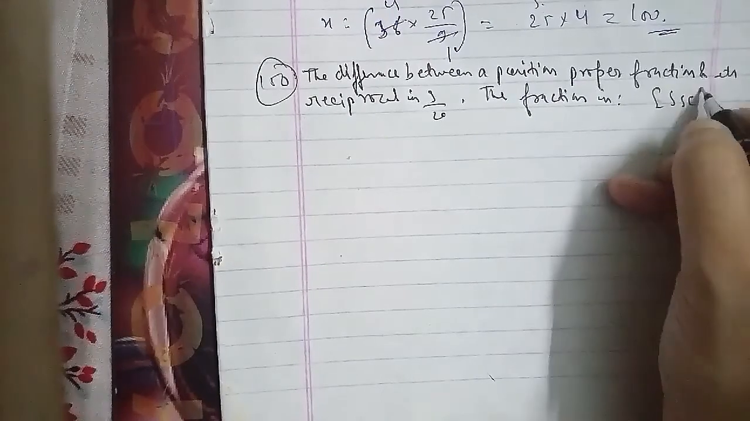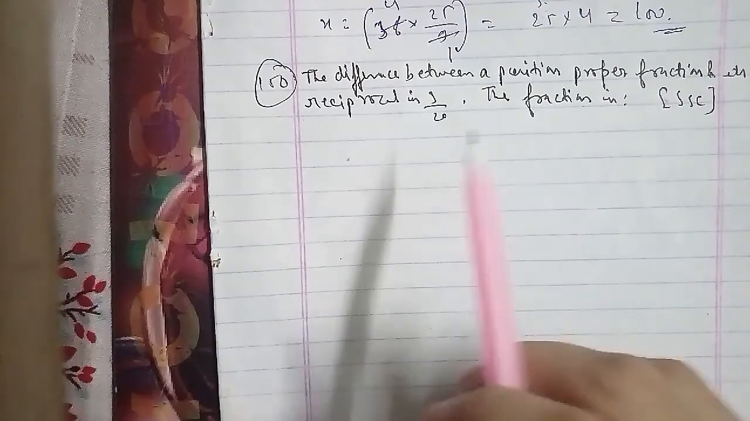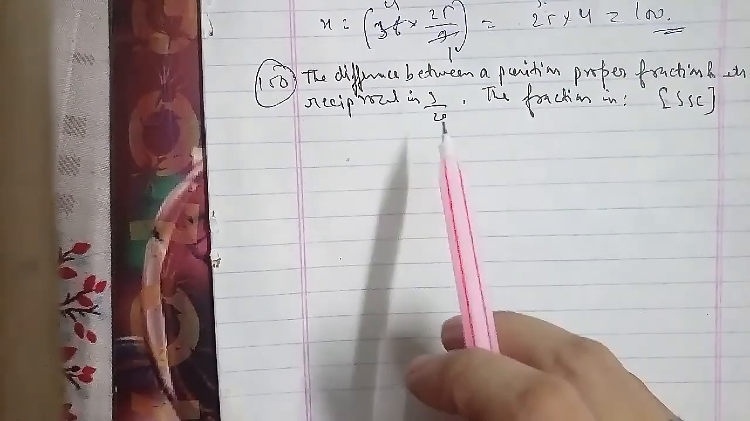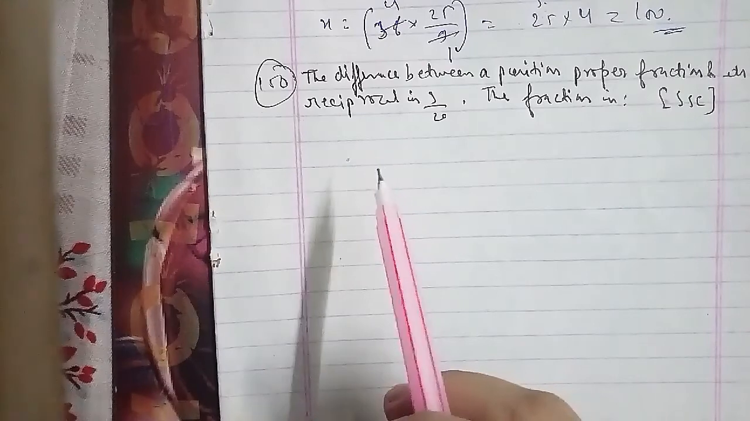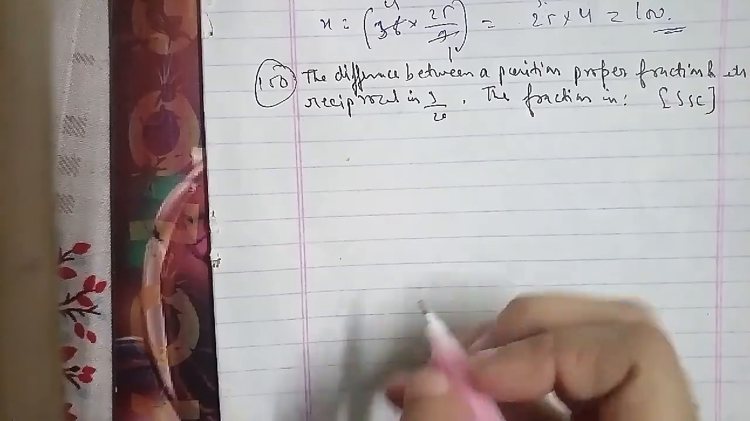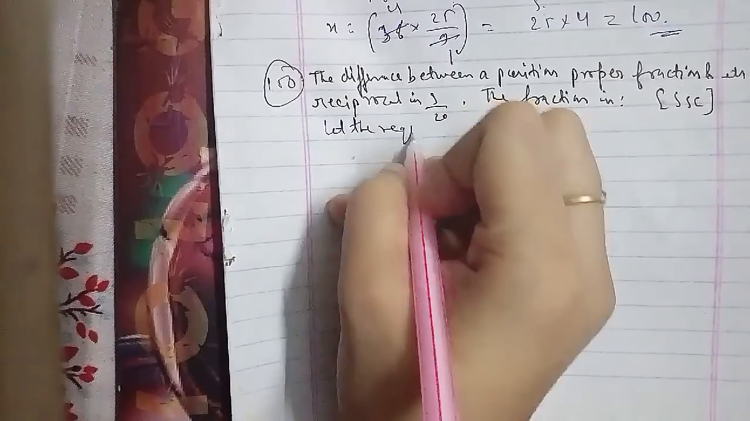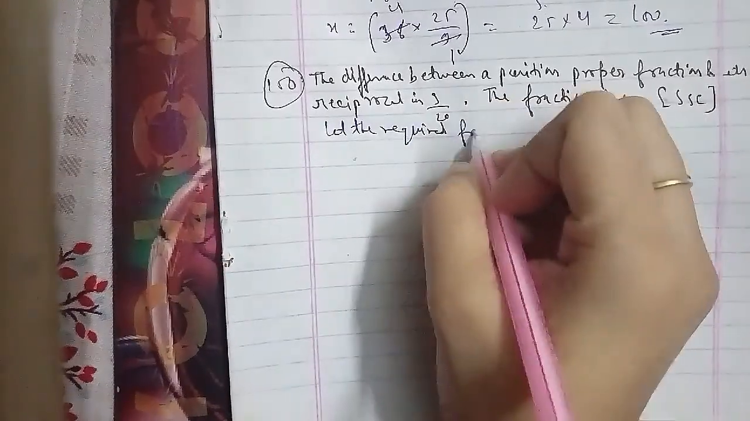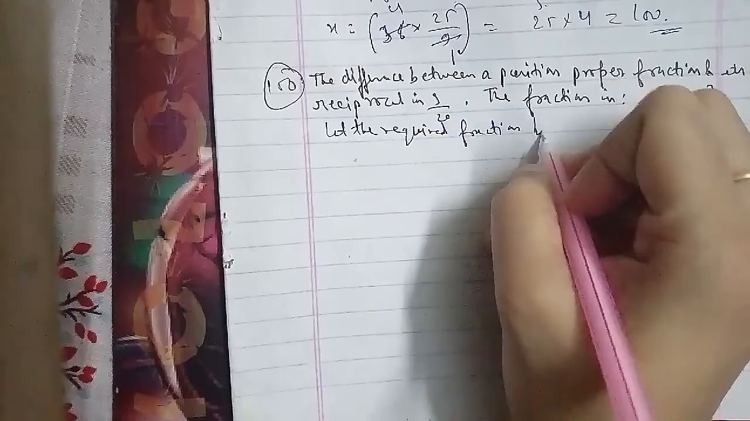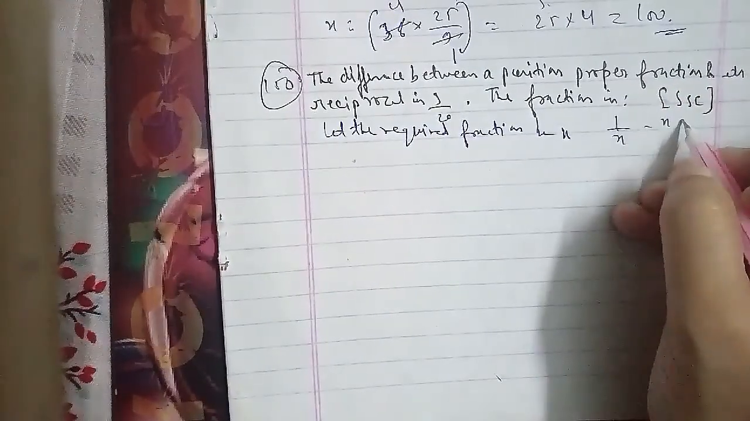20x square plus 25x minus 16x minus 20 equals 0. Further solving, it becomes 5x(4x plus 5) minus 4(4x plus 5) equals 0. That is (4x plus 5)(5x minus 4) equals 0, so x equals 4/5. This is the x value that we had to find.